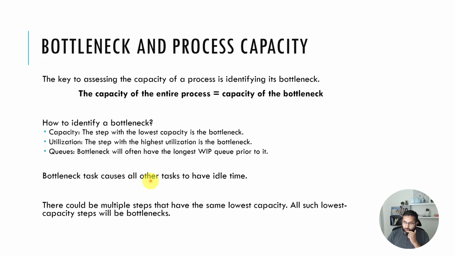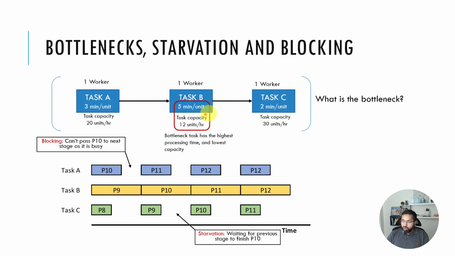The bottleneck task causes all other tasks to have idle time, as we talked about, because of blocking and starvation. There could be, for example, here, let's say that task C also took 5 minutes per unit. Then task B and C would both be bottlenecks because they would both be the slowest tasks in the sequence. Okay, so the bottleneck doesn't have to be 1. It is usually 1, which is the slowest part of the process. But if 2 parts are equally slow and they're the slowest, then both of them are the bottleneck.